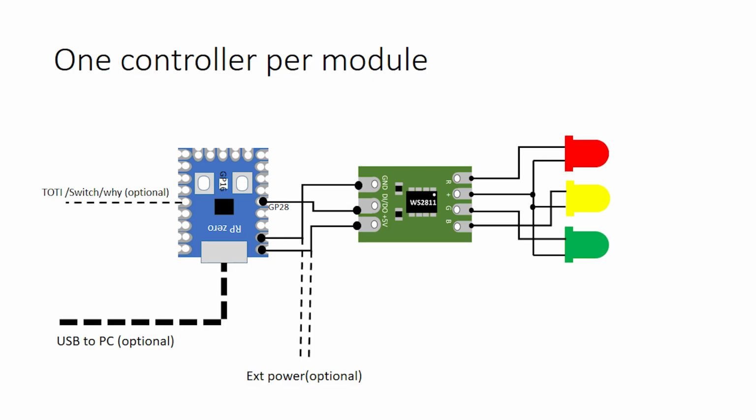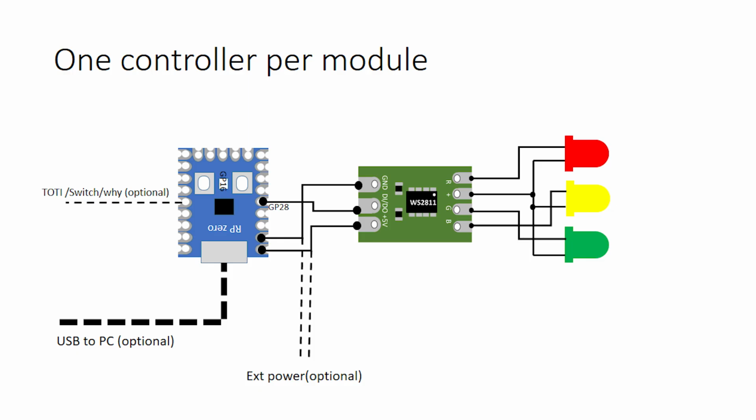You can use one controller for each module. That's a simple one. That's the one that Davey explained first, whereby you simply use the 2811 module and 3 LEDs. In this case, a red, an amber and a green. You can optionally put a controller in from a TOTI or a switch on the mimic panel or a detector that detects some other animation running.